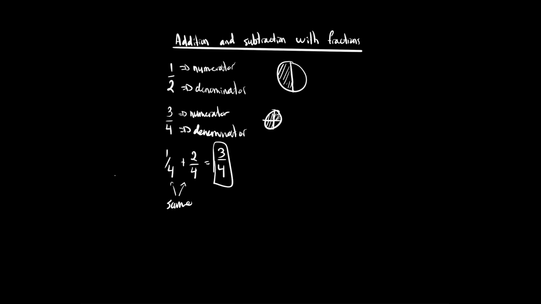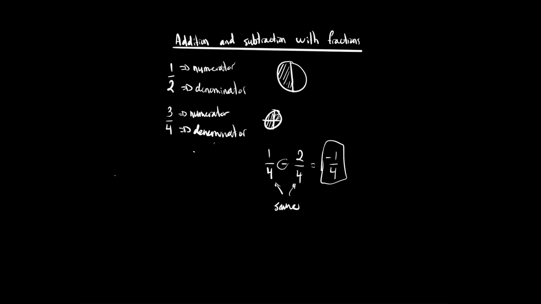Now if I do the same example but with a subtraction, I have 1/4 minus 2/4. So these are the same. I simply do the subtraction. So 1 minus 2 equals -1. So the answer is -1/4.